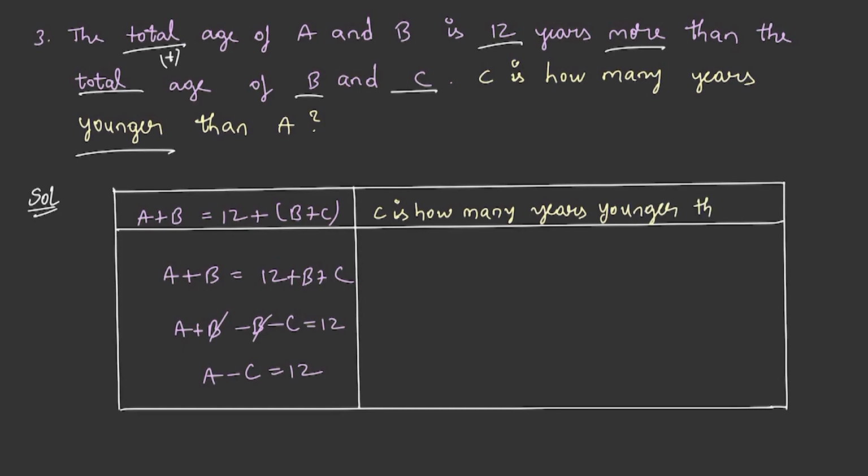C is how many years younger than A? As A minus C is equal to 12, A is equal to 12 plus C. This means that A is 12 years elder than C. So C is obviously 12 years younger than A.